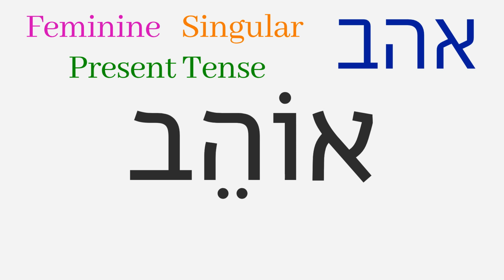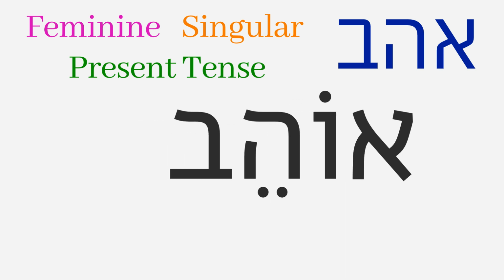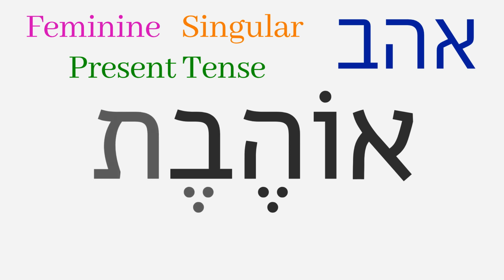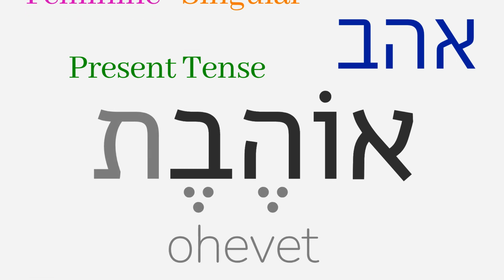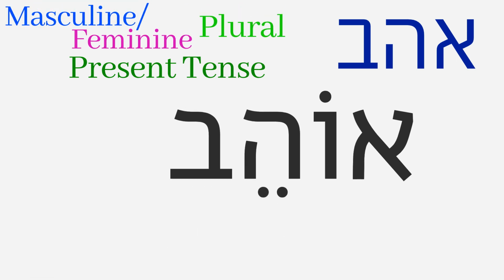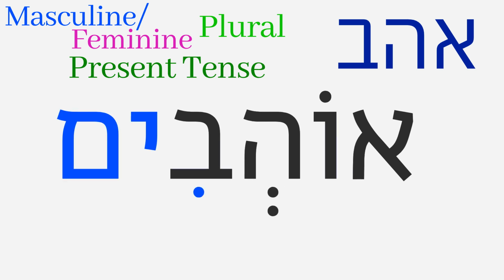The feminine singular form is made by taking the masculine singular form, changing the tsere into a segol, and adding a et at the end. That makes ohevet, loves or likes, in feminine singular form. The masculine and feminine plural forms of the present tense of a verb are usually made by taking the masculine singular form, changing the tsere into a shva, and adding either a masculine im ending or a feminine ot ending.